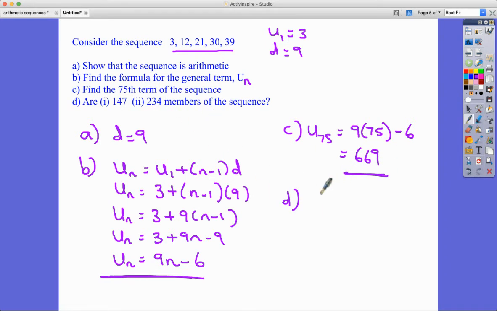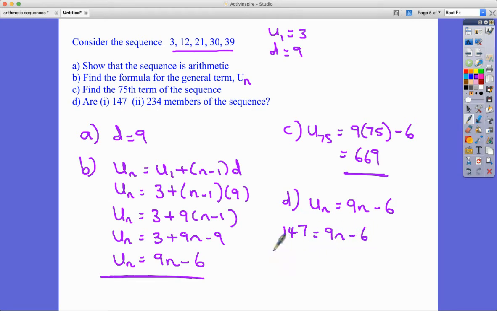Now part D is a common question. Are these members of the sequence? They are members of the sequence if you can have a value of n that when you multiply by 9 and subtract 6 gives you that particular value. So, imagine if you put n equals 2 in, that's 18, subtract 6, that gives us the second term, which is 12, for instance. So let's test whether 147 fits this. Is there an integer value of n that fits this?